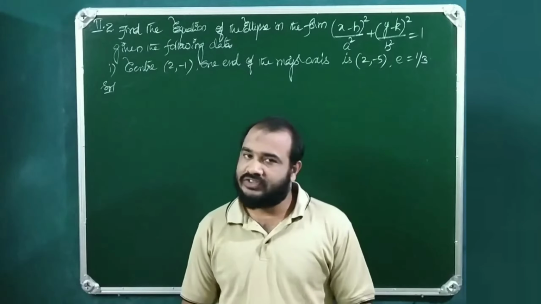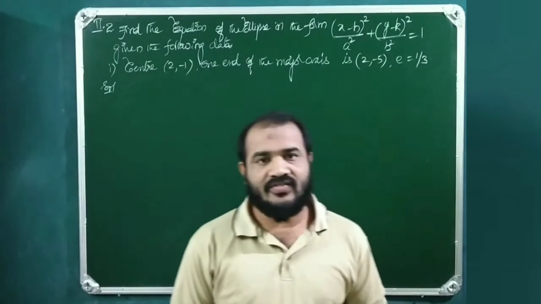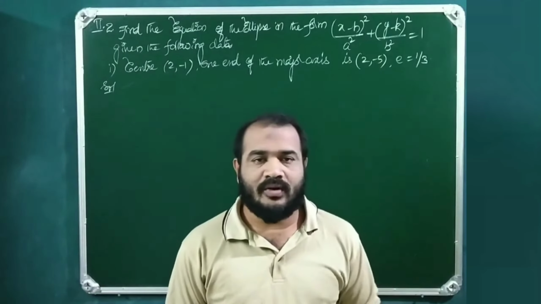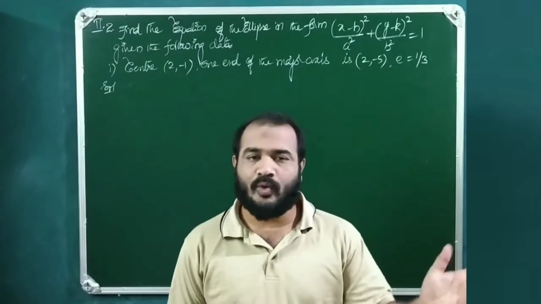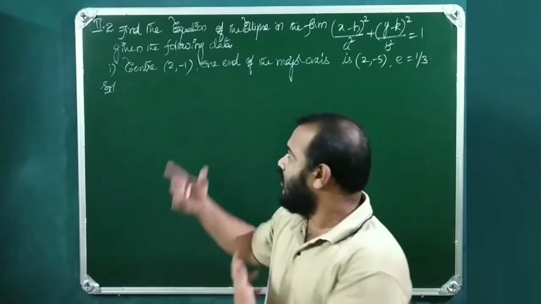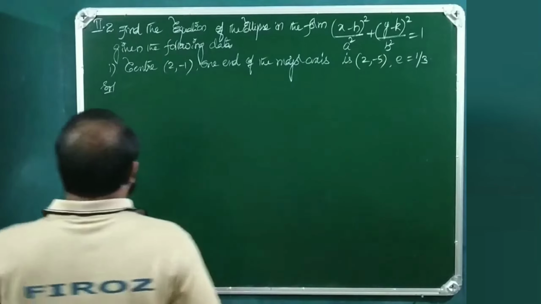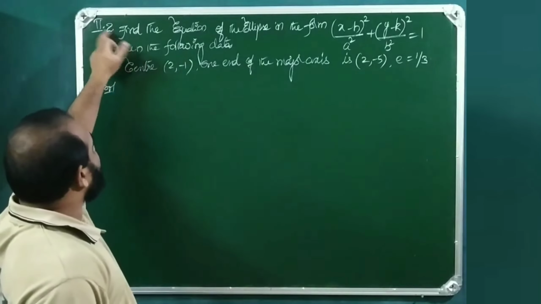So, in the previous class we started exercise 4A. The first Roman numeral we have completed, and in the second Roman numeral a few problems we have worked out. Let us see the second question from the second Roman numeral.